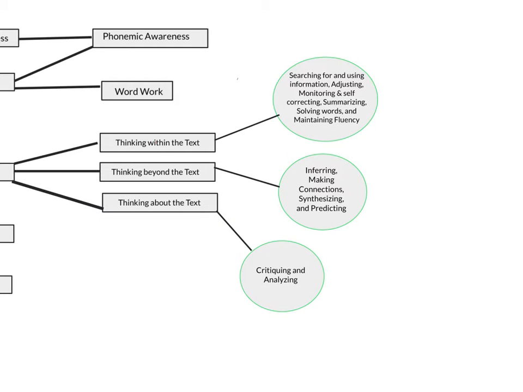Thinking within the text includes 6 strategies: searching for and using information, adjusting, monitoring and self-correcting, summarizing, solving words, and maintaining fluency. Next, thinking about the text includes 2 strategies: critiquing and analyzing. Lastly, the strategies for thinking beyond the text are inferring, making connections, synthesizing, and predicting.